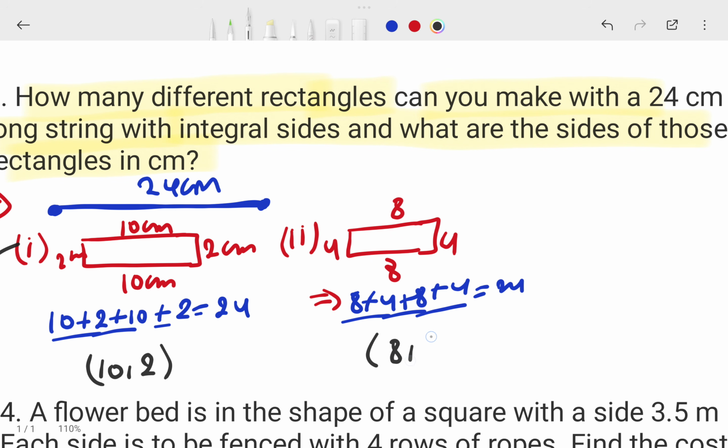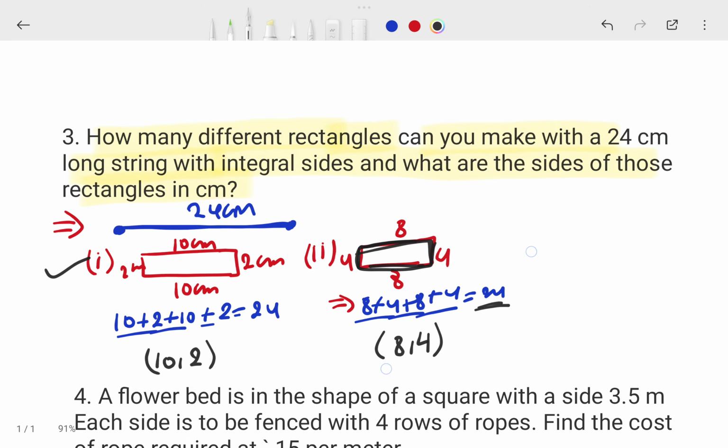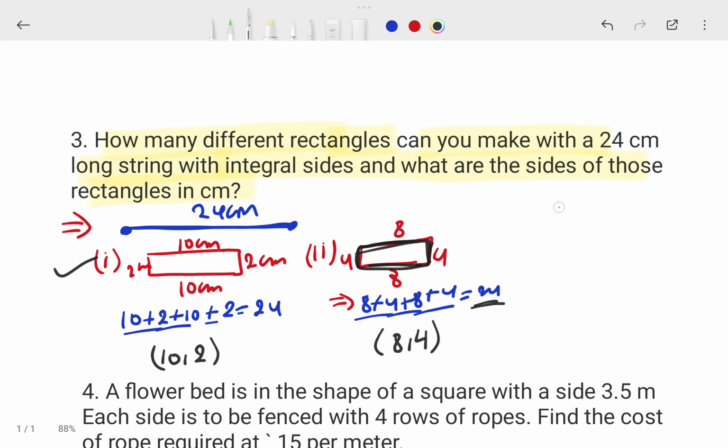So how much 8 and 4 did we use? This is 8, this is also 8, this is 4, this is 4. If you add the perimeter, all the boundary, it's going to be 24 centimeter only. The question is telling you to make the rectangle with 24 centimeter only. So we did it like that, because 8 and 8 is 16, and 4 and 4 is 8, so 24 centimeter.